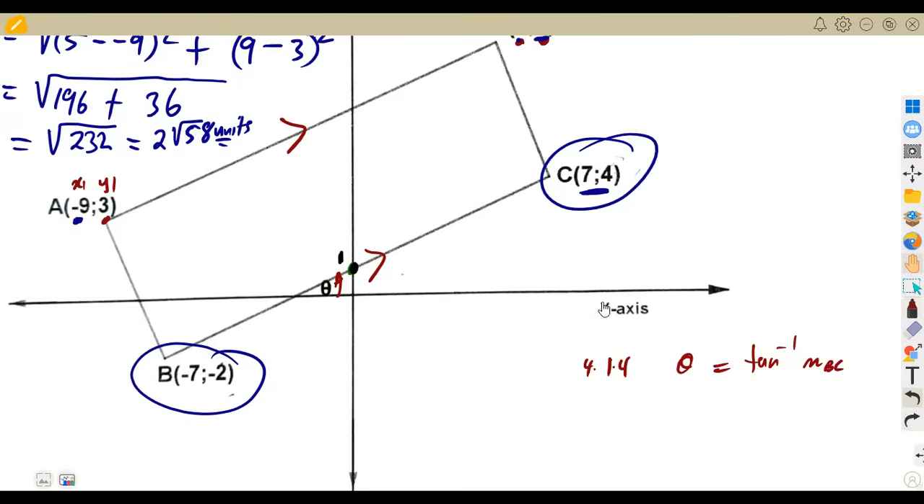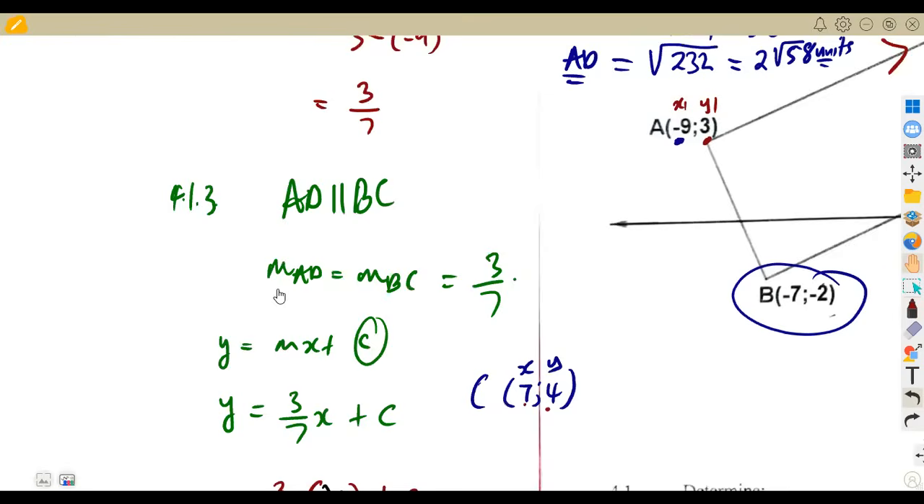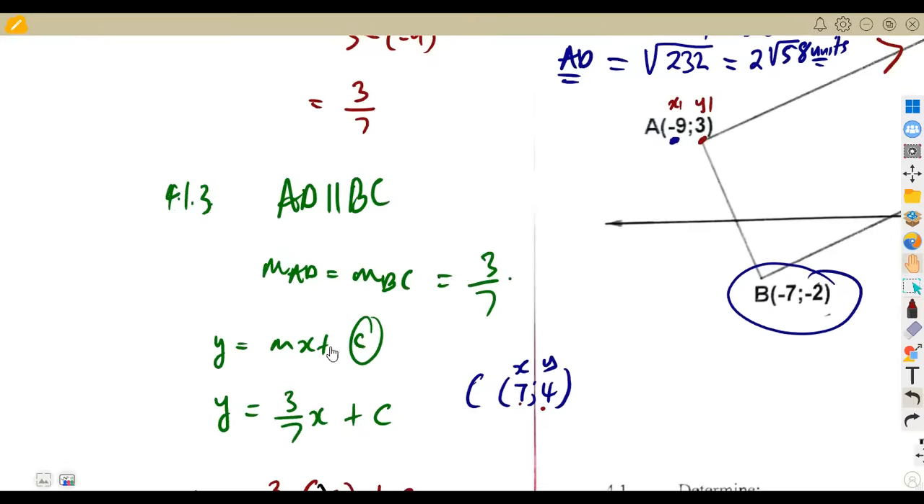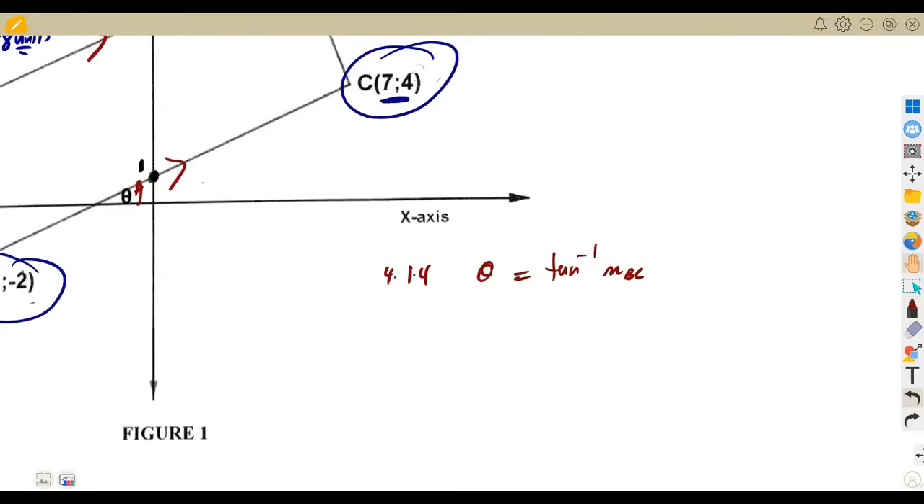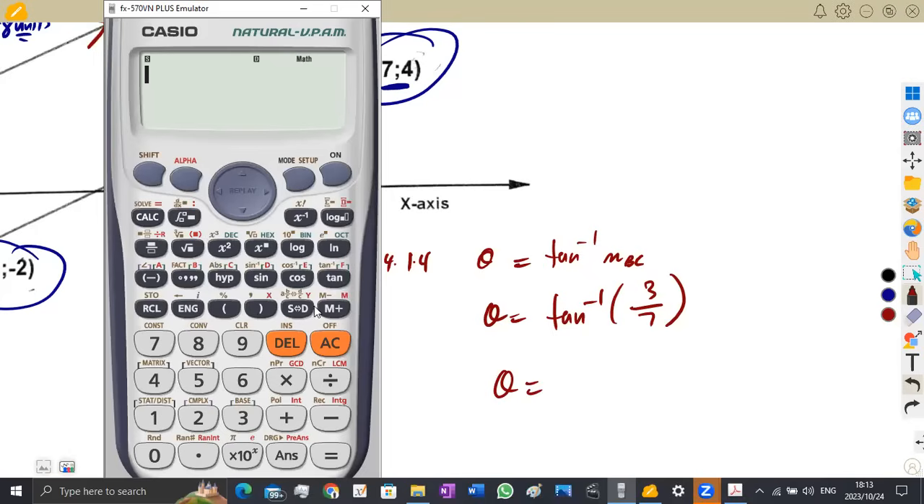And we have this gradient of BC. Remember, I said the gradient of BC and the gradient of AD is the same, which is 3 over 7. So that will be arctan 3 over 7. So theta is going to be given as arctan 3 over 7. So that's it. From our calculator, if we simplify properly, arctan, that's shift tan in this case, 3 over 7. We are going to have 23.199, so it's 23.19.